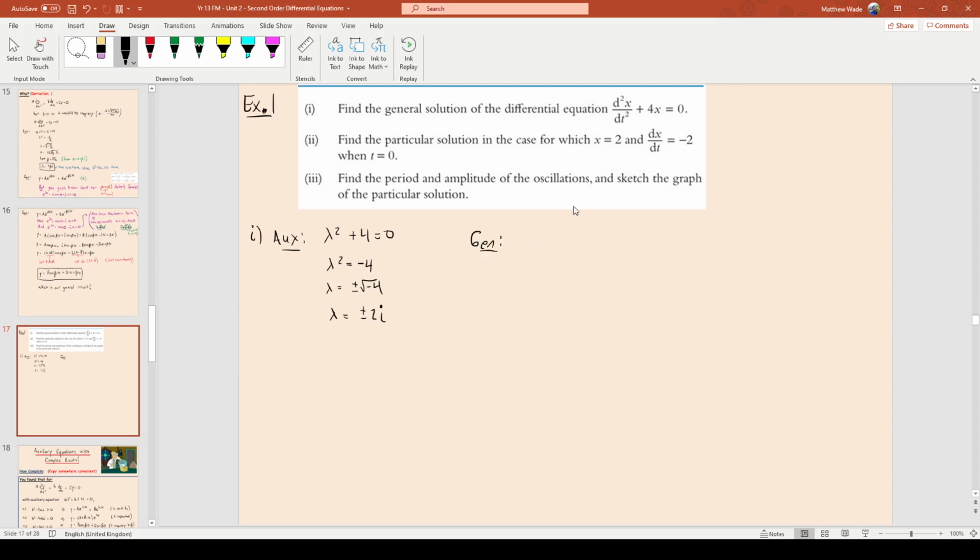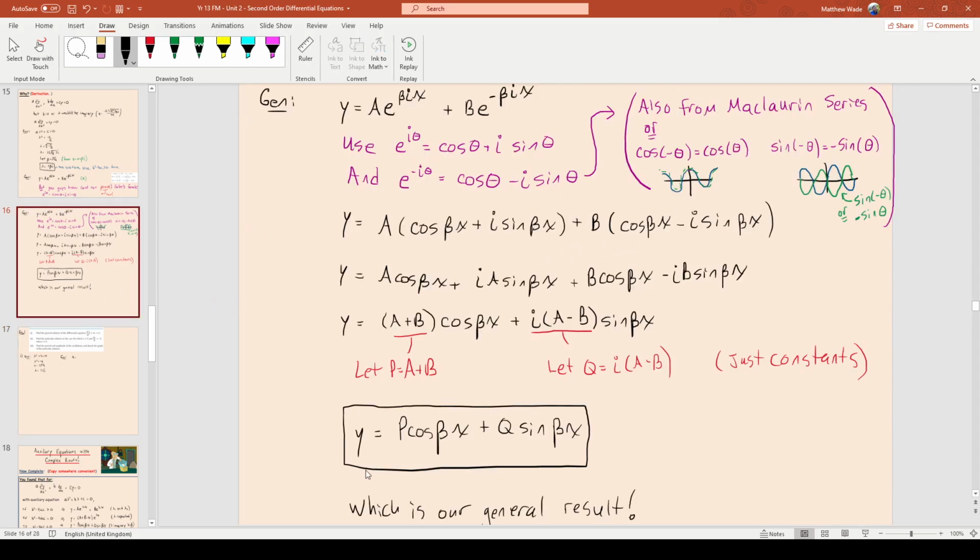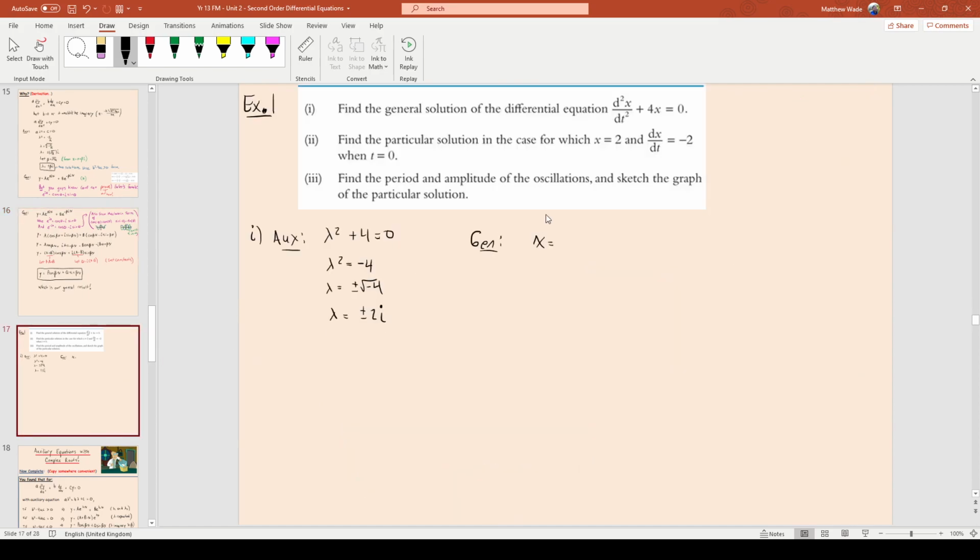So here we go. It's x's and t's, unfortunately, in this one. I wish it was y's and x, but that's okay. x is the dependent one. So our general solution is going to be x equals, remember, p cos beta t plus q sine beta t. So here we go: p cos of beta, which is 2, t, plus q sine 2t. The beta is the number that is touching the i.